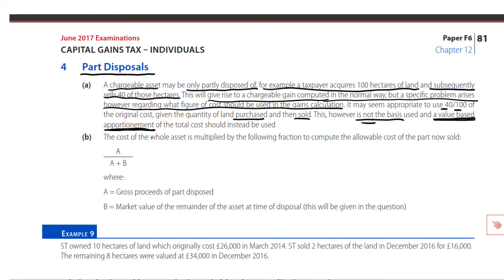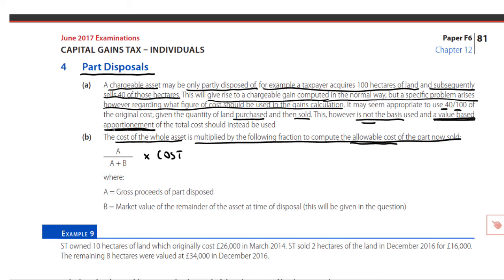Because instead of using a quantity-based apportionment, we must always apply a value-based apportionment here, for which other information must then be provided. So the idea here is that the cost of the whole asset, we will know how much in this example we paid for the 100 hectares, is apportioned by multiplying it by the following fraction in order to now compute the allowable cost of the part now sold. So the fraction is A over A plus B, times cost.